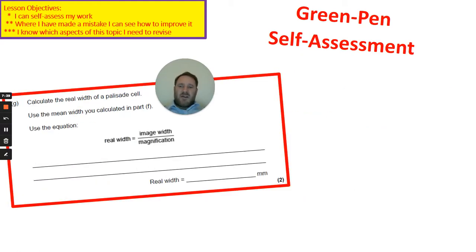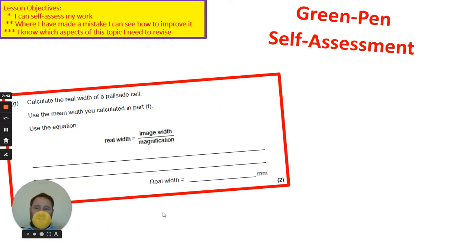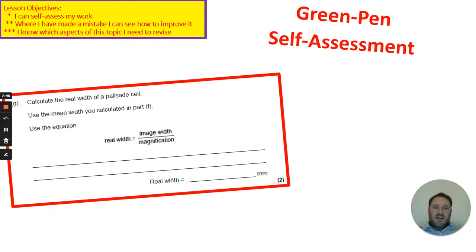Right, G. This one's a little bit of a naughty question, really. I don't really like questions like this because it asks you to look back at other questions and other answers that you've done earlier on. So you really need to understand the question so that you're able to tackle questions like this one. It says calculate the real width of a Palisade cell.